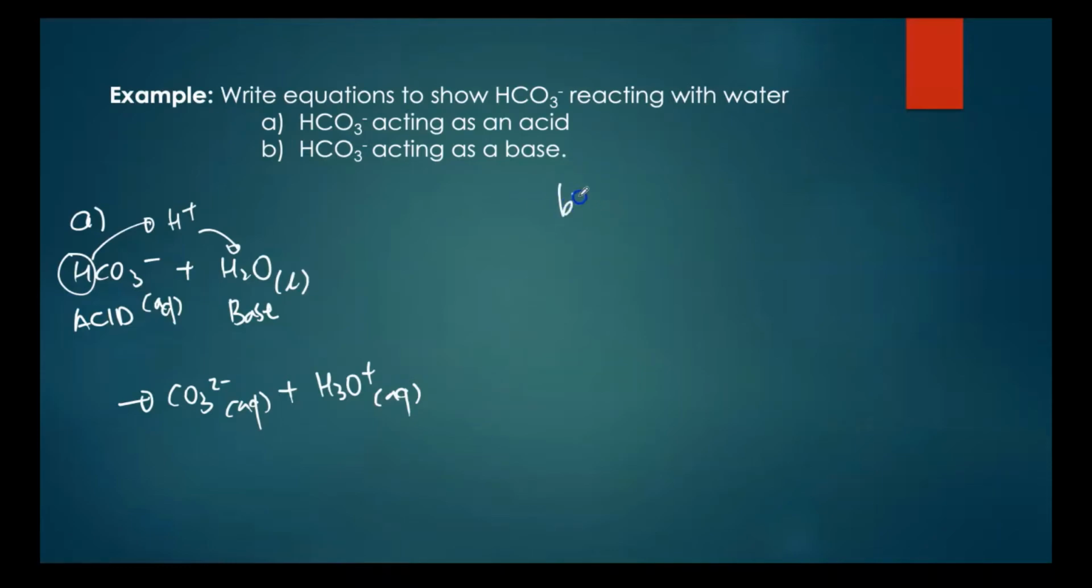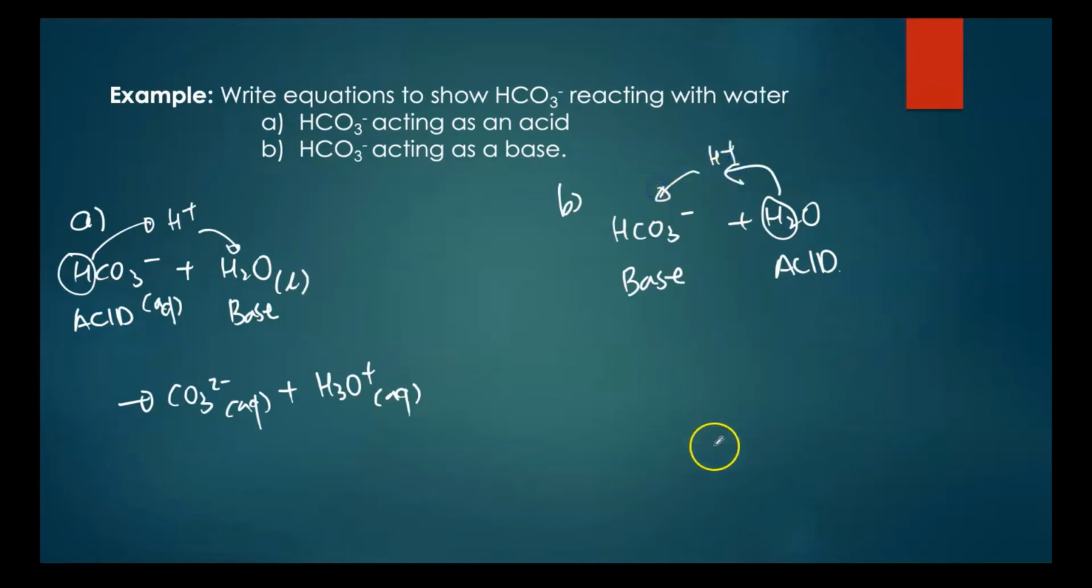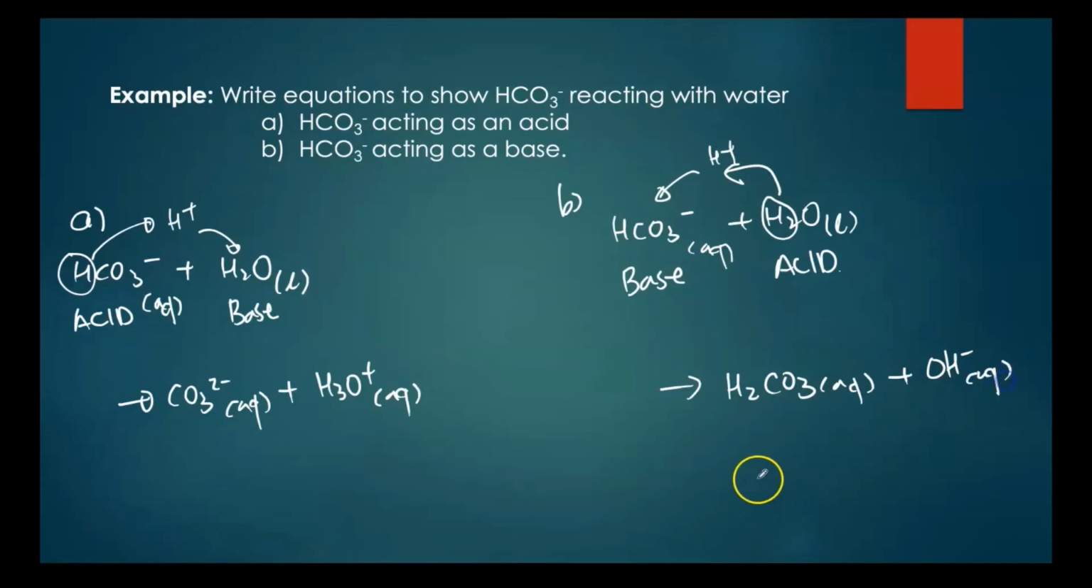Same thing with B, but in this case, HCO3 minus is acting as a base and water is your acid. That means water will give off one of its hydrogens to HCO3 minus. HCO3 minus will gain a hydrogen and become H2CO3 aqueous plus OH minus aqueous.